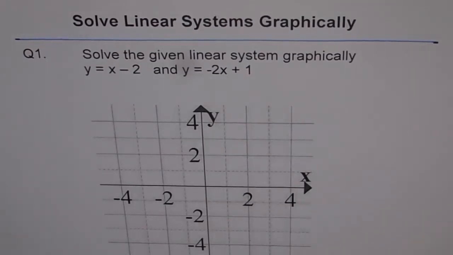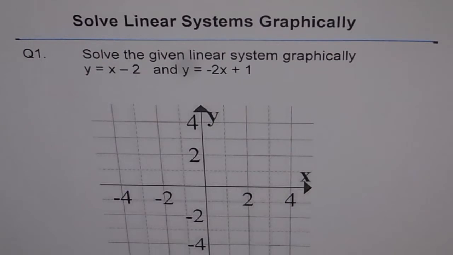Solve linear systems graphically. Question 1. Solve the given linear system graphically. y equals x minus 2 and y equals minus 2x plus 1. Well, here is a series on solving linear systems graphically.